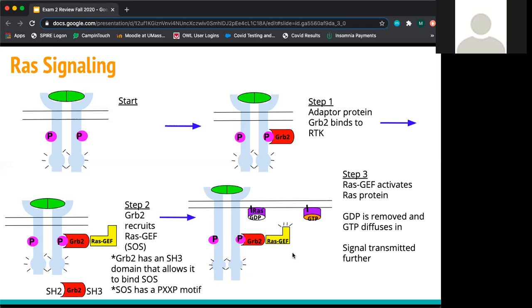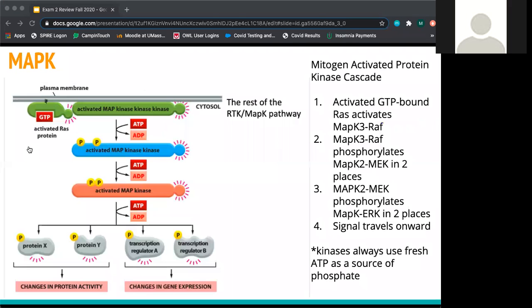So step three, once you have your RAS-GEF, it is going to activate a RAS protein. The RAS protein has a lipid anchor in the membrane. It is normally bound to GDP. Since it is a GEF, this stimulates the switch from GDP to GTP, and then because RAS is now GTP bound, the signal can be transmitted further. Then when you have your active RAS-GTP, this means you can move on to your MAPK cascade.